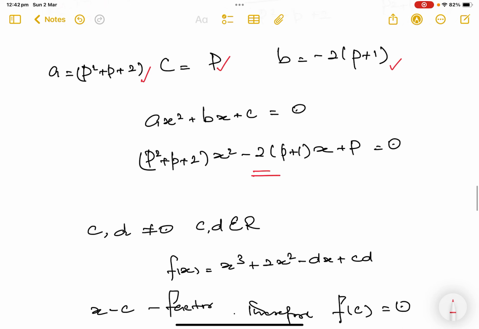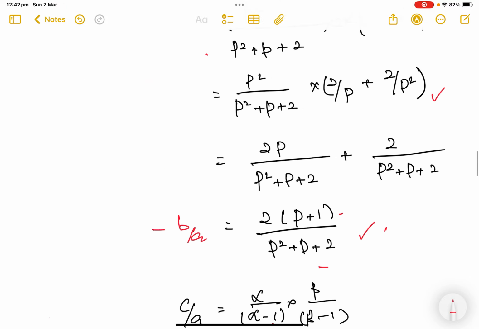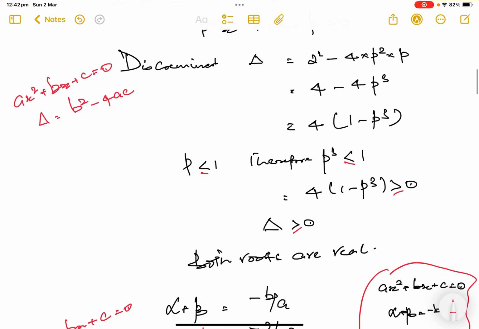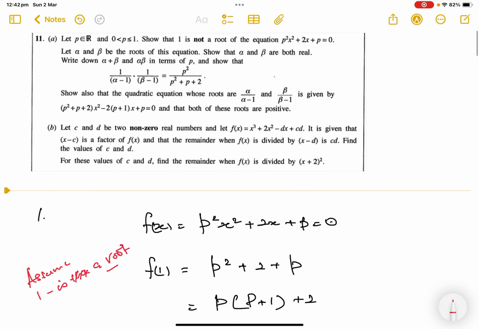This is ax squared plus bx plus c, that's the standard equation. We know A, we know B. Right, we put that A is p squared plus p plus 2 times x squared, minus B is minus 2 times p plus 1, so minus 2 times p plus 1 x plus c is p. If you look at it, this is exactly what we were asked to prove: p squared plus p plus 2 times x squared minus 2 times p plus 1 x plus p equals 0. So that part is done.